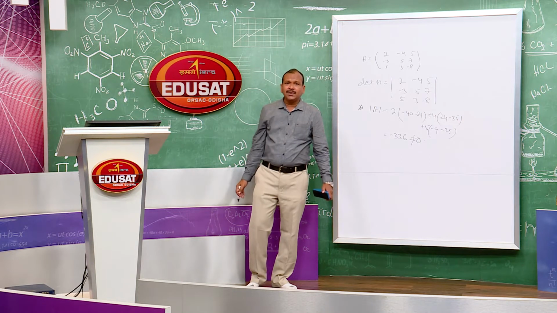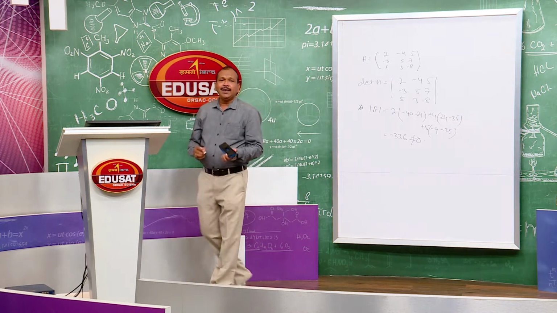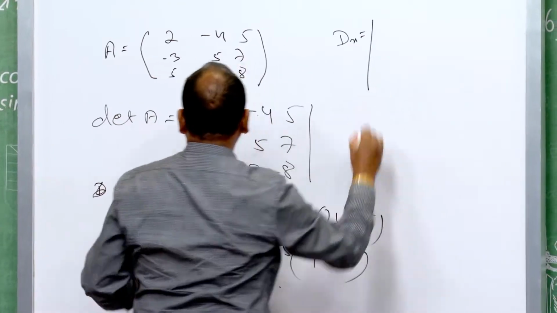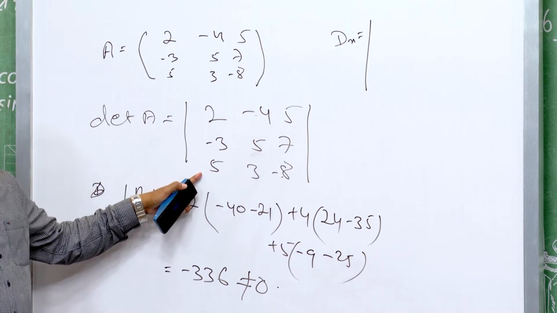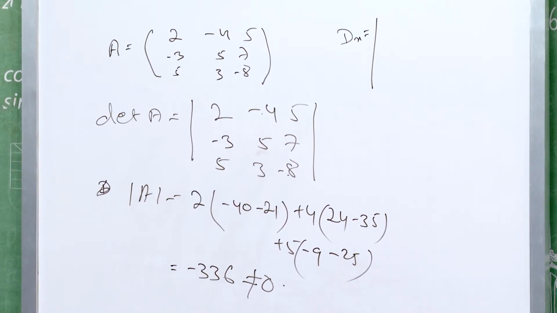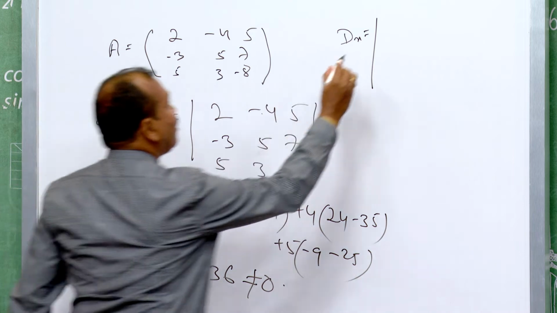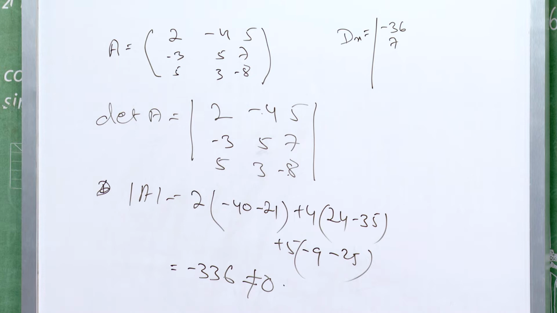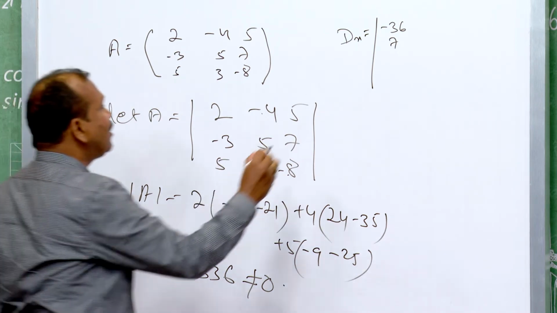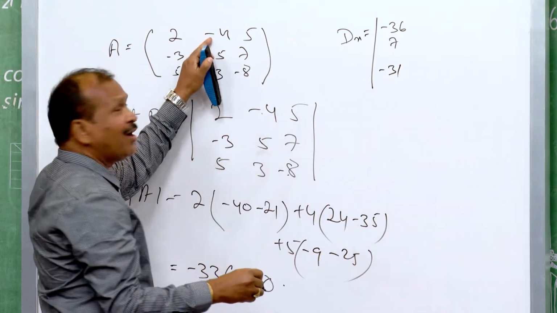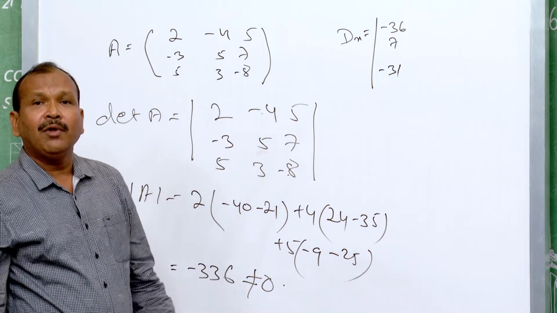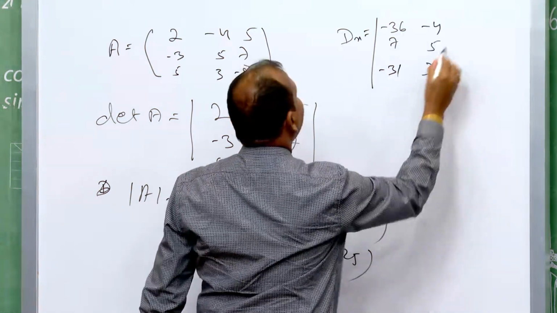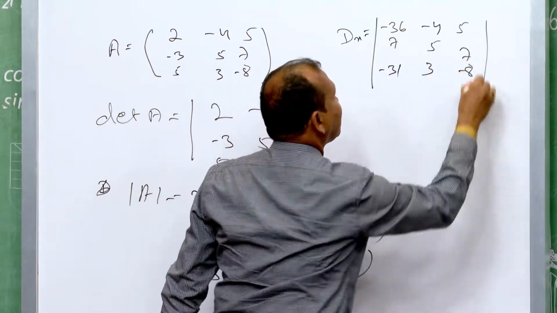Then the second step is to find dx, dy, dz. Then dx becomes, replacing the first column by the constants. Then we have minus 36 7, minus 36 7, minus 31, minus 31. The second column and third column remain the same, that is minus 4 5 3 5 7 minus 8.